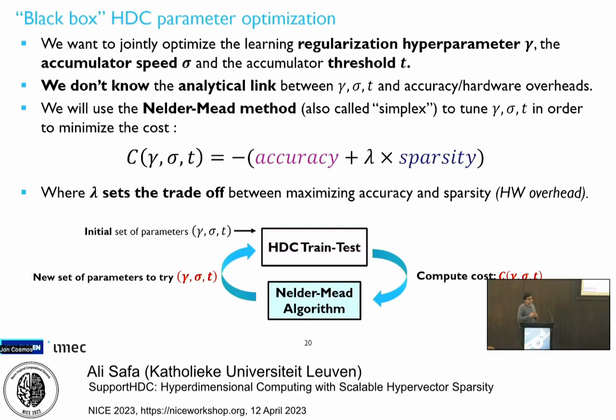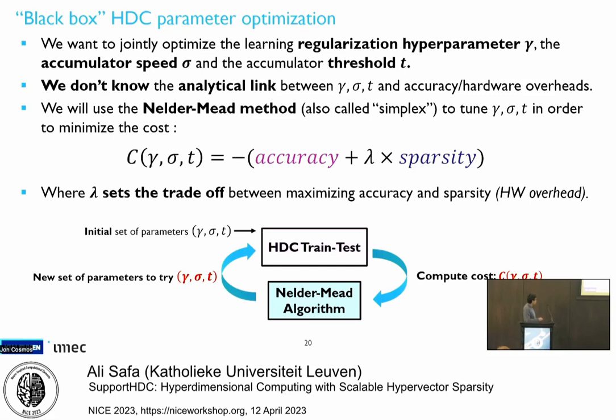So it's a form of heuristical gradient descent technique that tries to extrapolate the behavior of the cost landscape from a few points that it measures in the cost landscape, if you want. And so it works as follows. Given an initial set of parameters, gamma, sigma, and t, you would do some training and testing of this HDC system given those parameters. You would get a few costs associated to each tuple, gamma, sigma, and t.